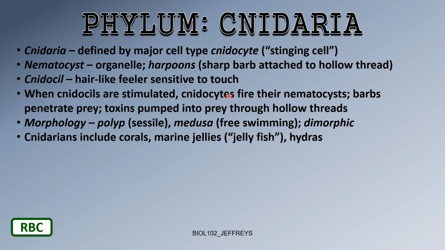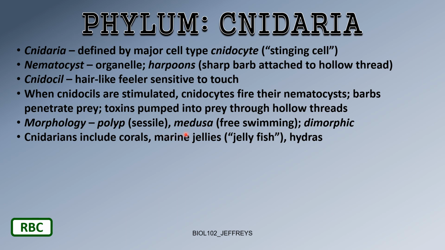So corals is an example of a cnidarian. Corals have these little stinging cells. Now, morphologically, the polyp is sessile. Now, sessile means it's fixed to the substrate, fixed to the bottom of the ocean, or fixed to a rock, or whatever. Okay, it doesn't move. Right? It's like a tree. It doesn't move anywhere. So that's what we mean by sessile. That form of the cnidarian is referred to as the polyp.